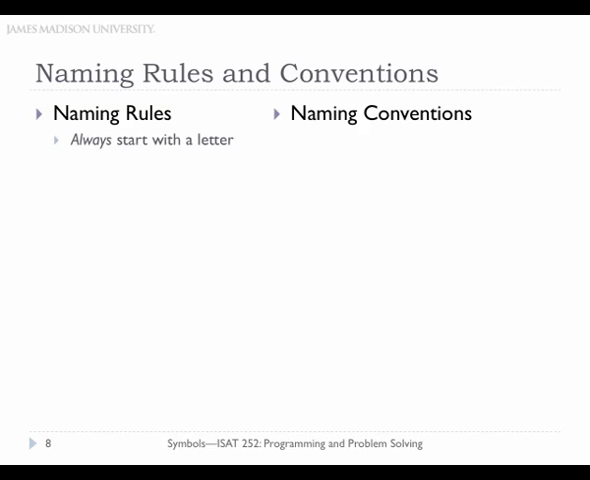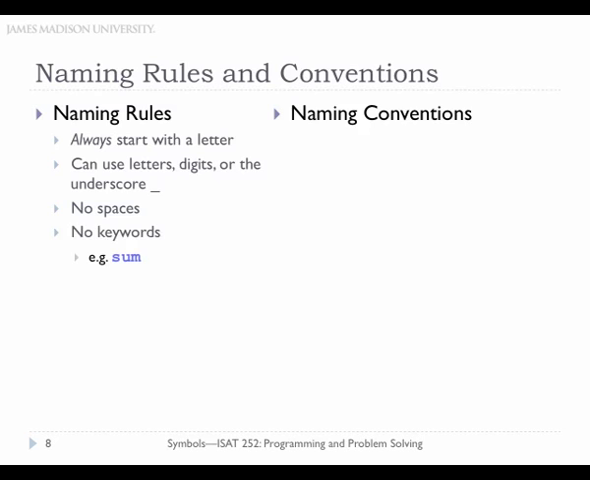Naming rules are things that are enforced by the computer. For example, in Visual Basic, variable and constant names must always start with a letter. They can use letters, digits, or underscores anywhere in the name except the beginning, which always requires a letter. There are no spaces, no keywords. For example, the word sum, which you might be tempted to use as a variable name, is a keyword which corresponds to a function that gets used in the Visual Basic language. And they have a max length of 255 characters. The names in Visual Basic are not case sensitive, at least not to the compiler. And these rules are all going to be enforced by Visual Basic.